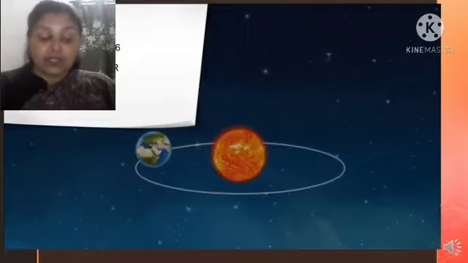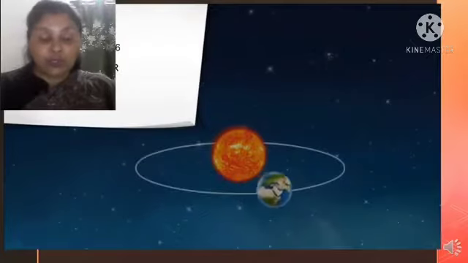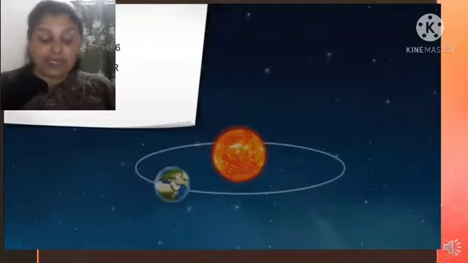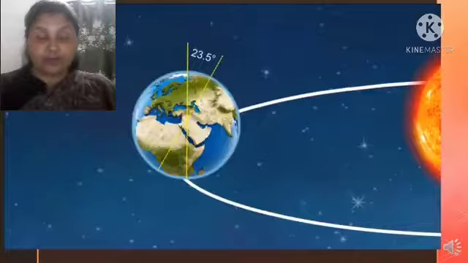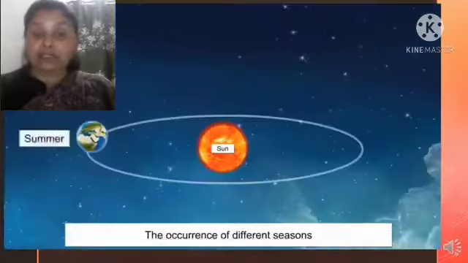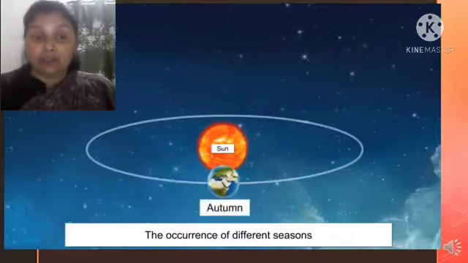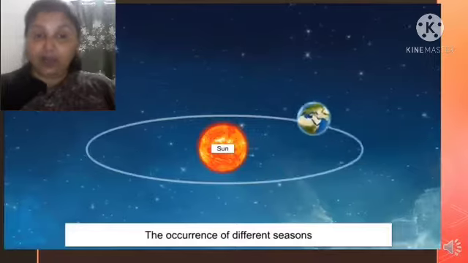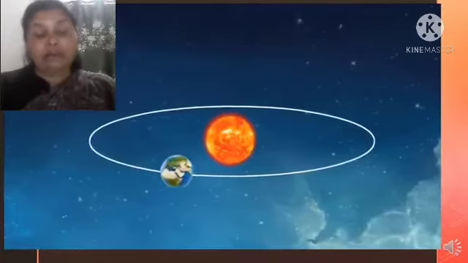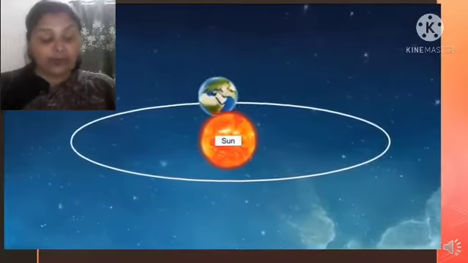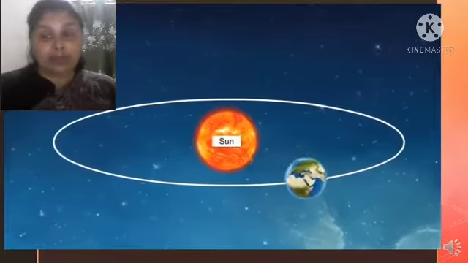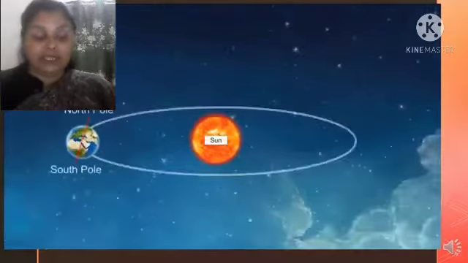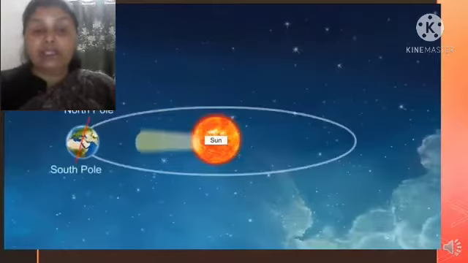The Earth is also divided into two equal halves, or hemispheres, by another imaginary line called the equator. The equator is an imaginary line around the middle that crosses the Earth, or any other planet. The upper half is called the northern hemisphere, and the lower half is called the southern hemisphere. Students, motions of the Earth are divided into two: rotation and revolution.